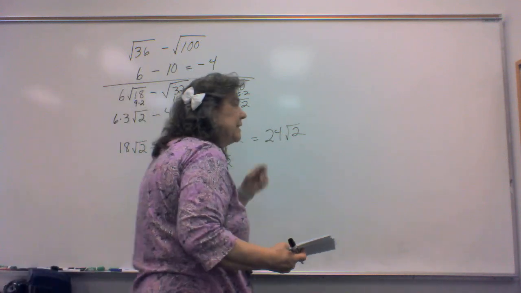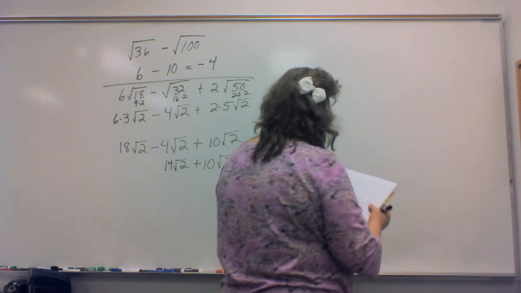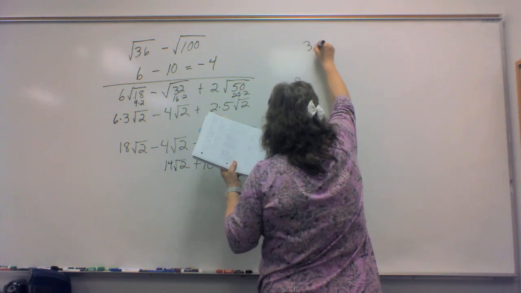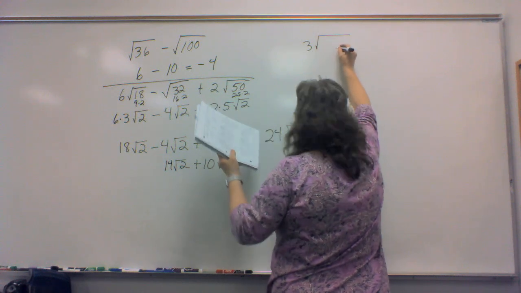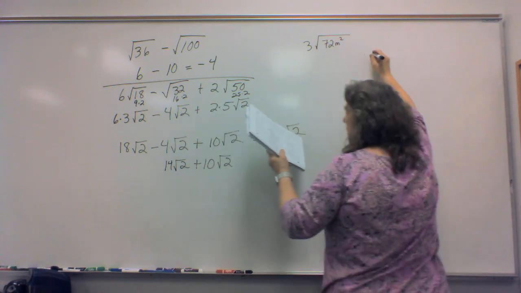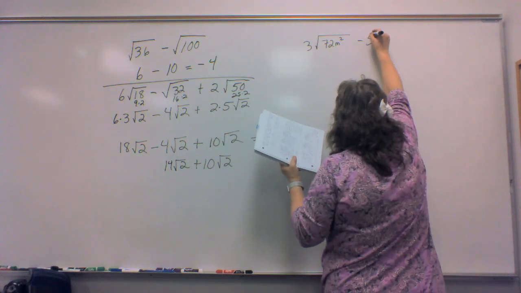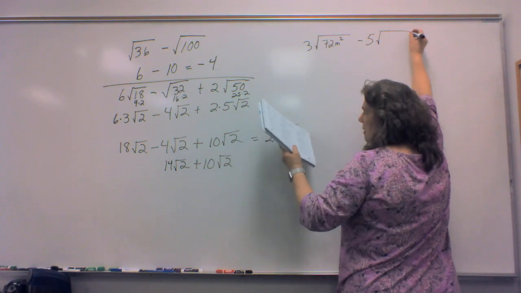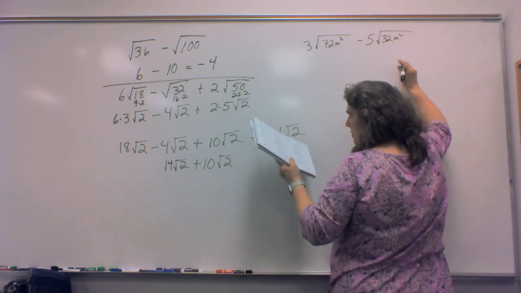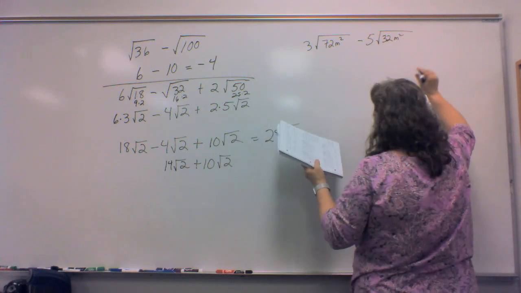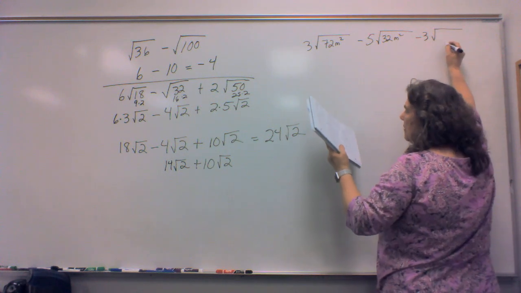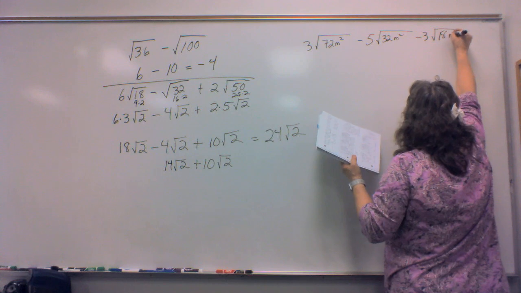Now let's look at an example that has both numbers and variables. So I have 3 times the square root of 72m squared, minus 5 times the square root of 32m squared, and minus 3 times the square root of 18m squared.